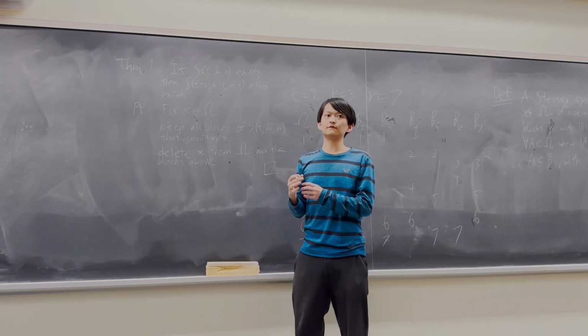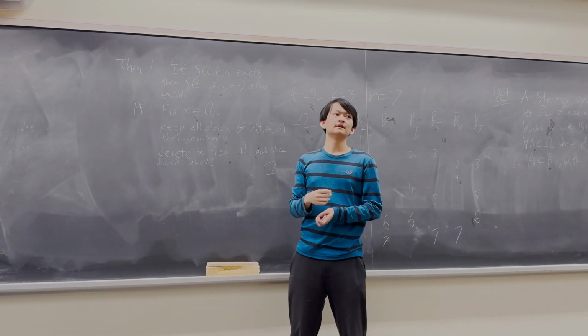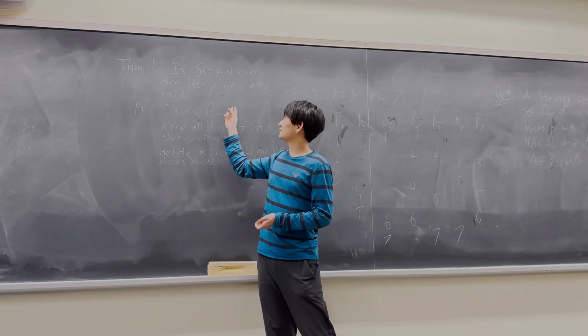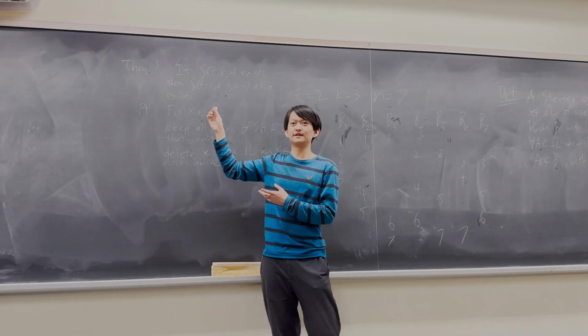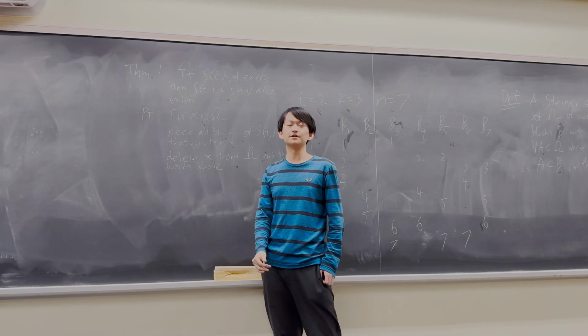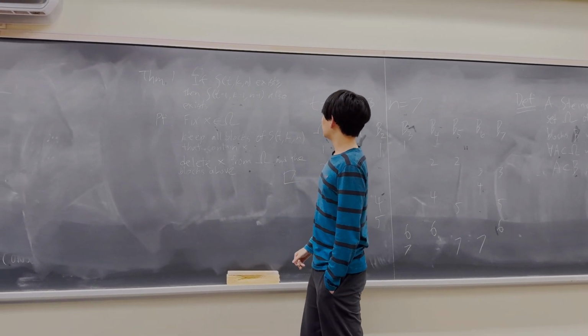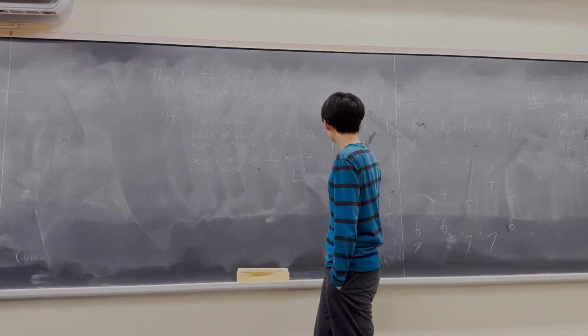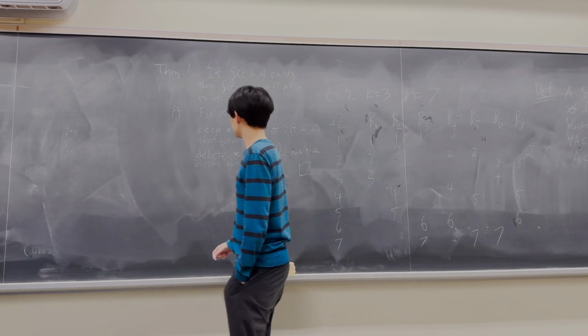Alternatively, if you want to prove some Steiner system does exist, one way you could do it is to consider a larger Steiner system, and then using theorem 1, you could try to break it back down into what you were trying to prove. Okay, so now for another theorem.